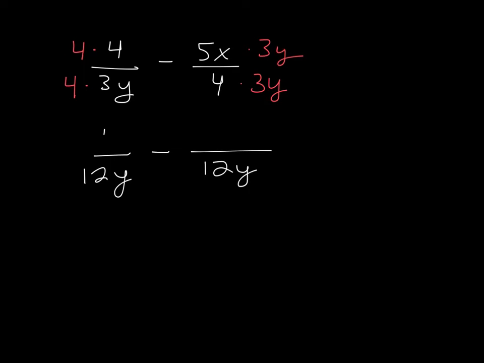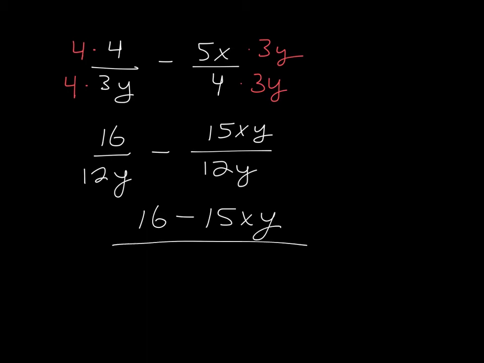So over here the numerator is 16. Over here the numerator is 15xy. 15, so I times 3, x times y, 15xy. Alright, now that these match, we have the same denominator. Now we combine them to make one fraction. All we're doing is writing 16 minus 15xy all over the common denominator of 12y.